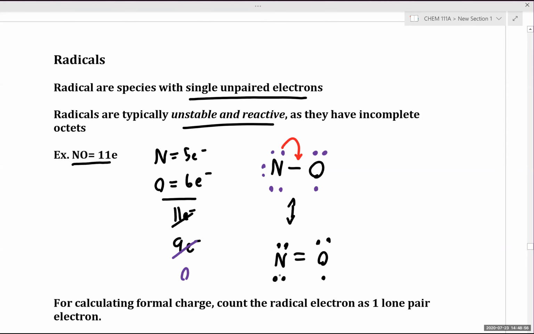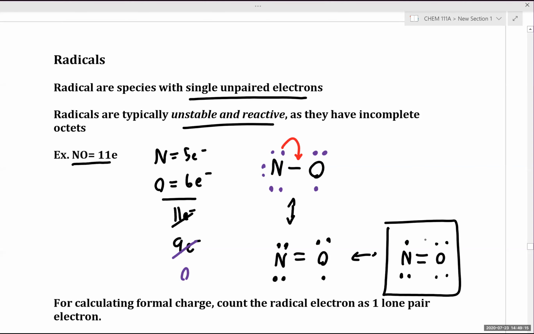Now, in general, we prefer to place radicals on oxygen atoms, though you can just as easily draw a structure with the radical on nitrogen, since the radical is in fact delocalized. And I'd say in terms of formal charges, this structure with the radical on the nitrogen is preferred.